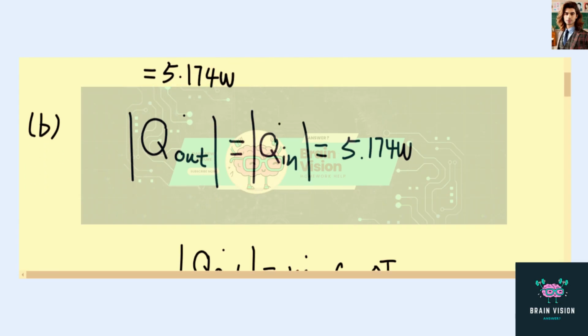Okay, so therefore we have the absolute value, or the magnitude, of the rate of heat transfer out of the air is equal to the rate of heat transferred to the refrigerants, which is the rate of heat absorbed from the air by the refrigerants, according to the energy conservation law. Okay, so we have Q dot R is equal to Q dot in, which is equal to 5.174 watts.